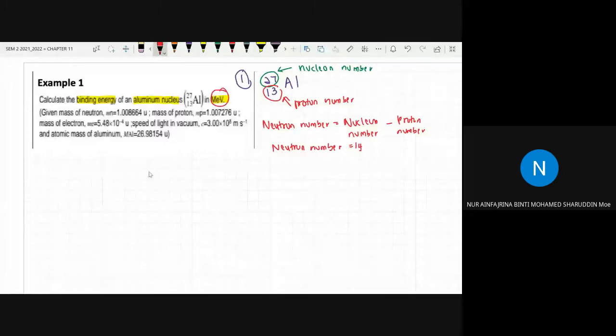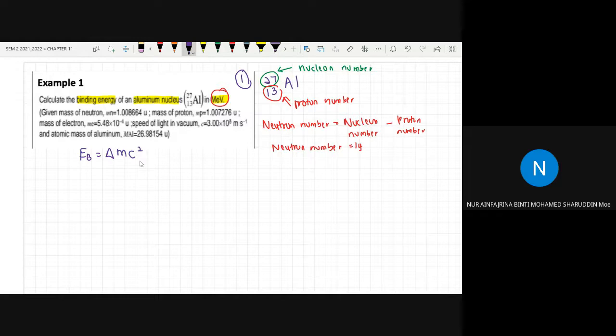So given the mass of neutron, you already have the mass of proton given, mass of electron, and speed of light also given, and the atomic mass of aluminium is given. For the atomic mass, please use what is given. Don't use 27, use the one given. If you look, all the masses given are in U. Correct? Now, binding energy. What is the formula for binding energy? mc squared. So now we already know the speed of light, which is a constant.